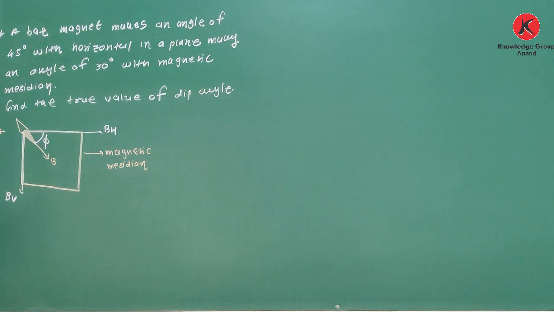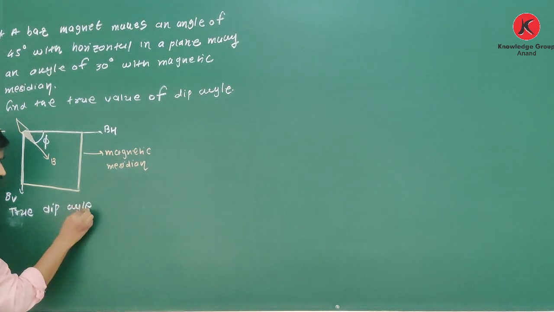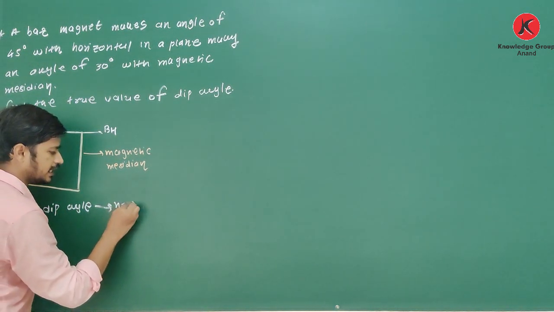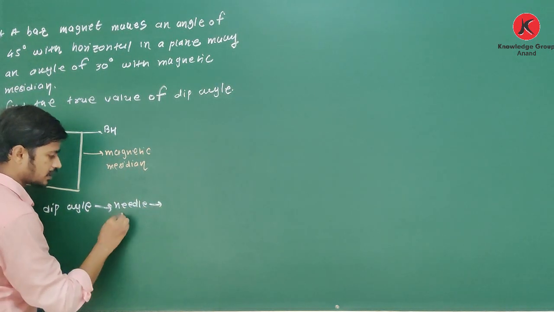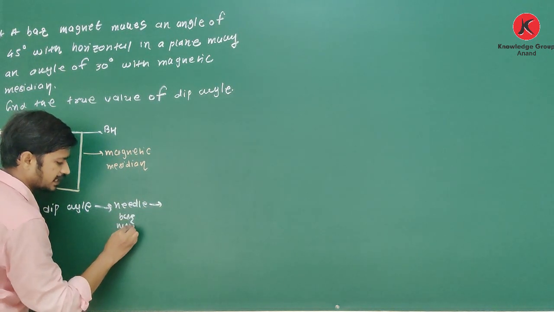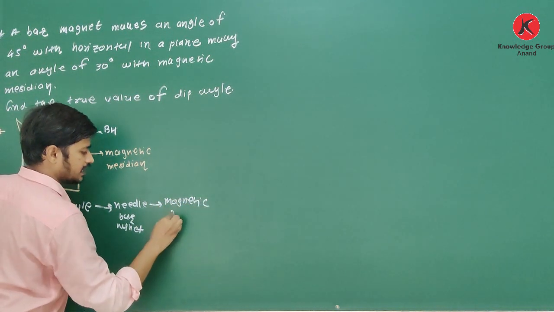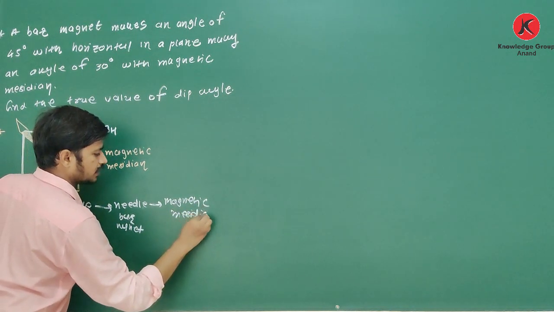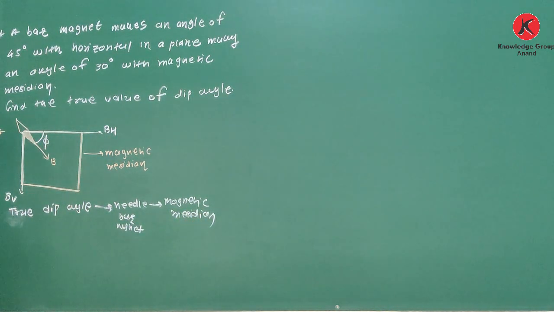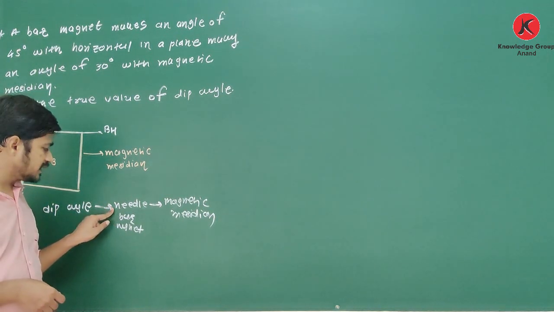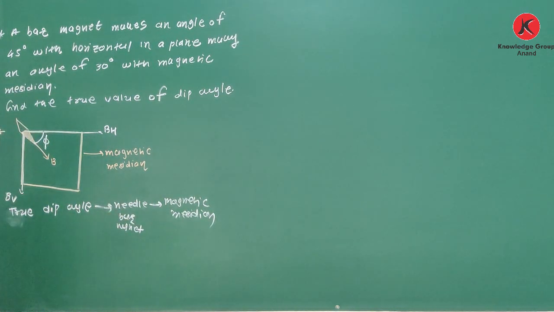So what is the true value of dip angle? See, the true value of dip angle is when the magnetic needle is in the magnetic meridian. The true dip angle is the angle when the needle or bar magnet is in the magnetic meridian. So you have to remember this point: a true angle is the angle that the needle or bar magnet makes in the magnetic meridian.